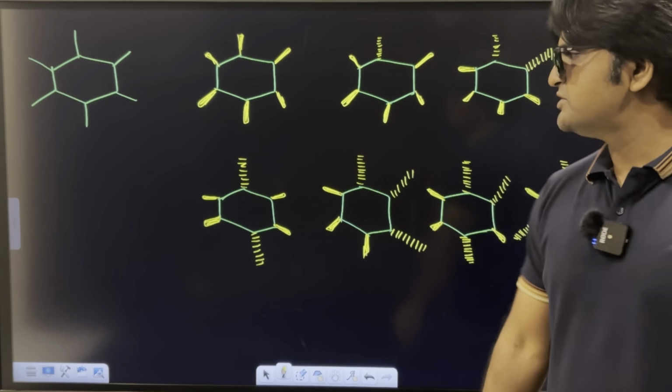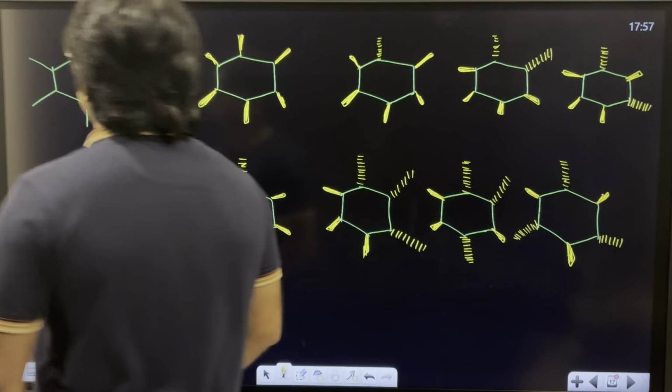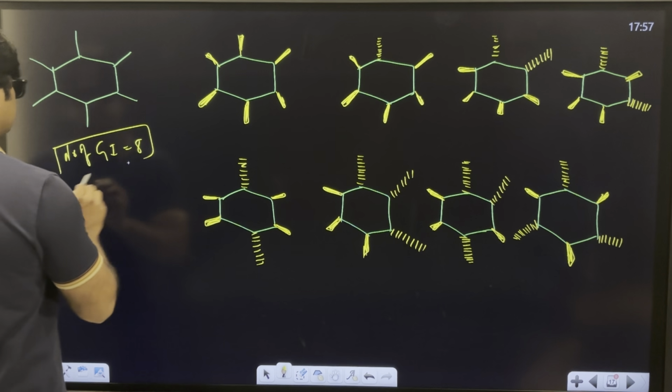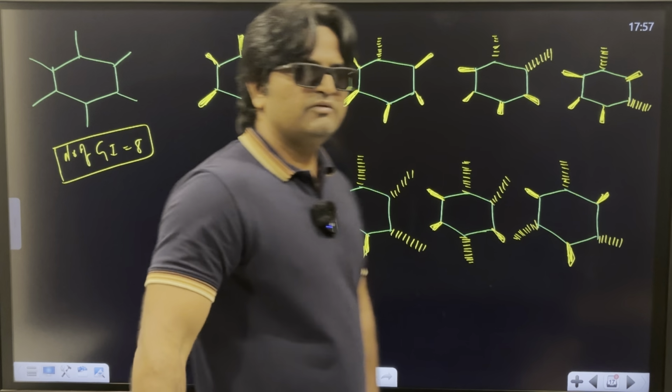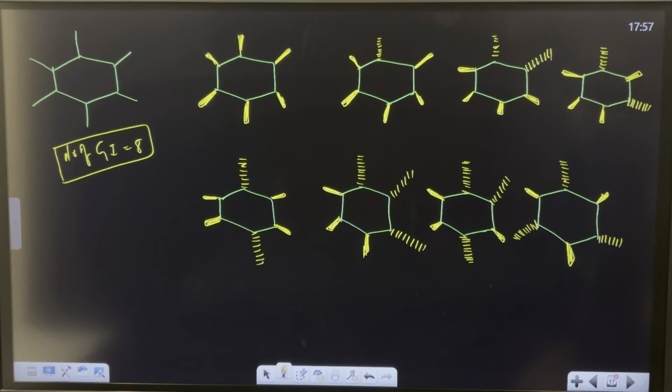What are the total number of geometrical isomers? Very important example, special case. Number of geometrical isomers equals 8. Total number of geometrical isomers equals 8.